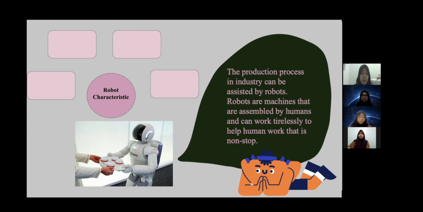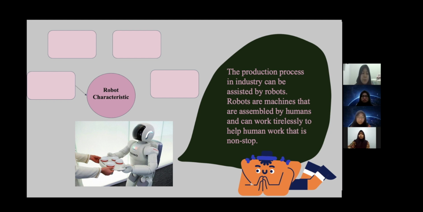And here we have robots. The production process in industry can be assisted by robots. Robots are machines that are assembled by humans and can work tirelessly to help human work that is non-stop. And we have four robot characteristics.